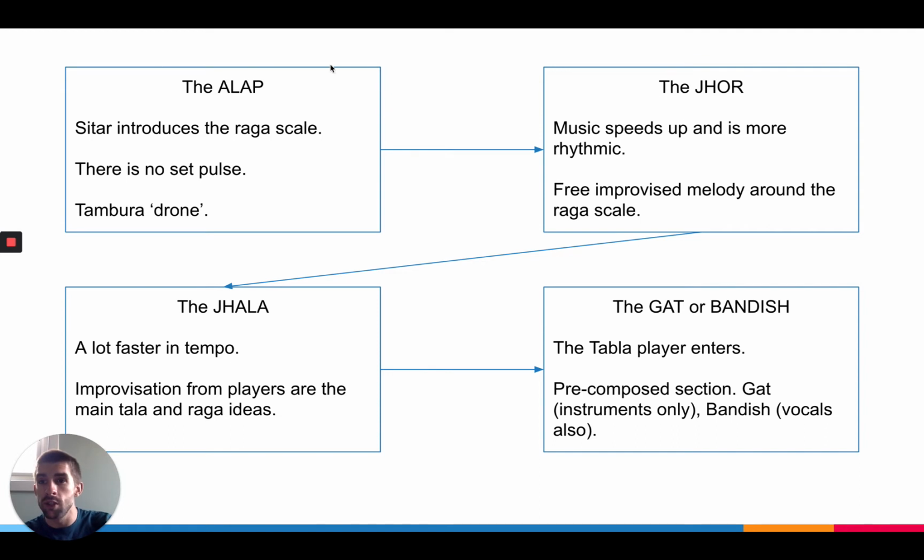The first section is called the alap. And the alap is where the sitar introduces the raga scale. There's no set pulse. It often feels very fluid and very slow. And there is often a drone, so a long note played by the tambura. So I'll give you a quick demonstration of what the alap sounds like.